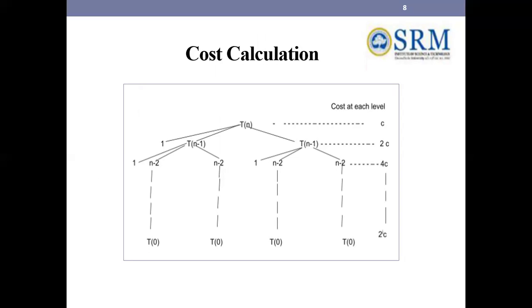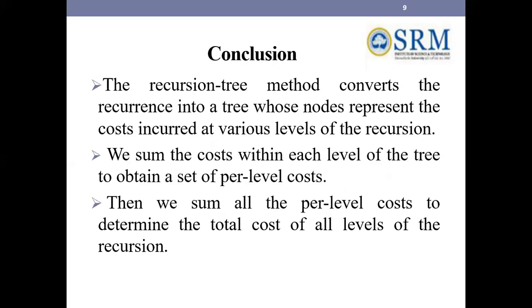Cost calculations and cost at each level. This is a general diagram. T of n is the root node. The problem is divided into two subproblems, n minus 1 and n minus 2. At each level the problem is divided into two or many problems, say three subproblems. So we are finding the cost. C represents the cost at each level: C, 2C, 4C, and so on, to find the cost for each level. The number of nodes at level i will be 2 power i. If we add all the costs of the different levels, we can get the cost of the overall recursion tree.